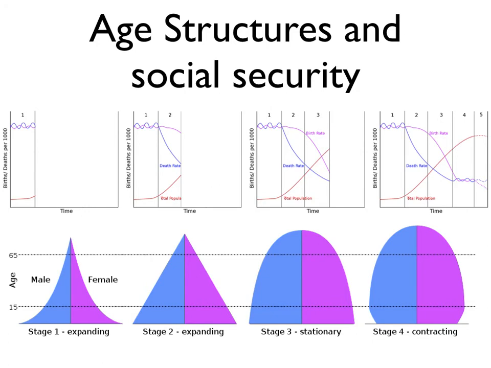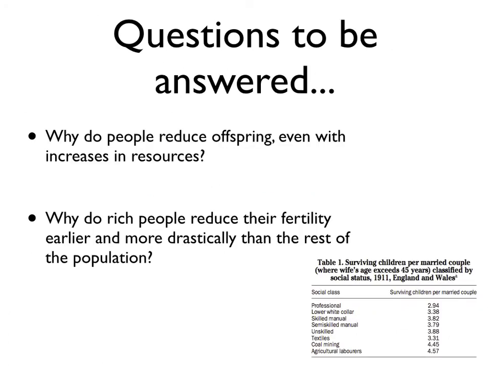So that aside, let's go back to our evolutionary question. Why do people reduce offspring, especially with the increase in resources? So it's not just about decreasing fertility, it's about decreasing fertility in the face of increasing resources. And we see the first people who do decrease their fertility are the richest. Here's a chart from 1915, surviving children per married couple. This comes from England and Wales.